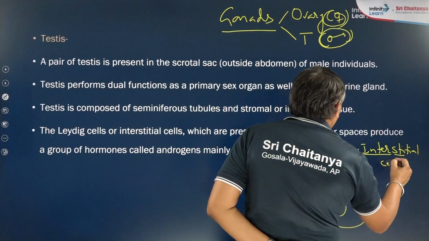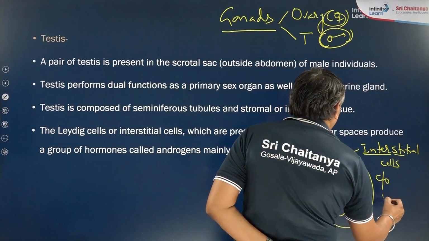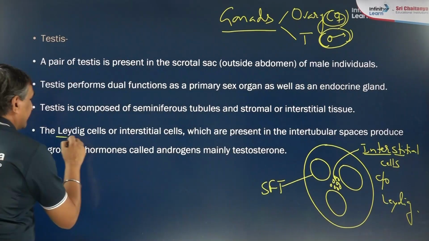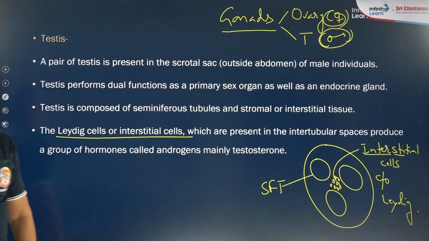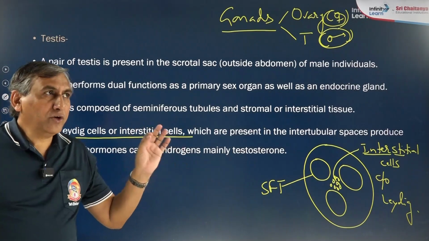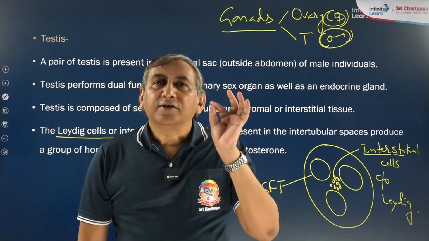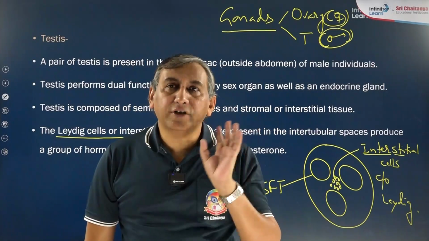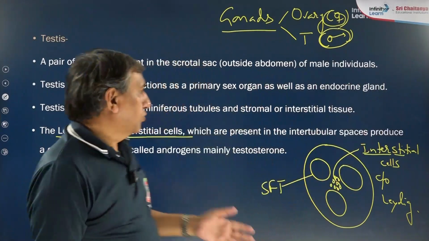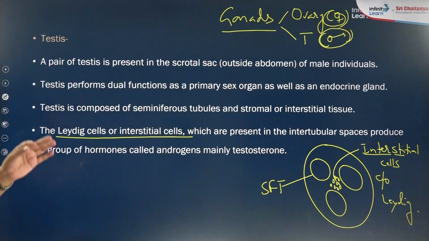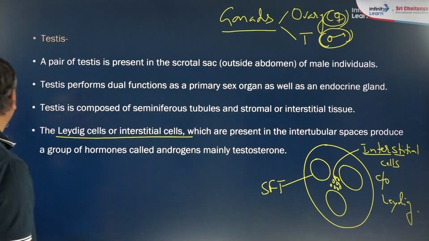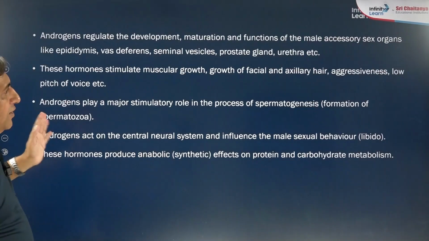Interstitial cells are also known as the cells of Leydig. So this is one very important point. Who is related with the synthesis and secretion of androgens? And the most important androgen is the testosterone. So what is the answer? It is the interstitial cells or cells of Leydig.